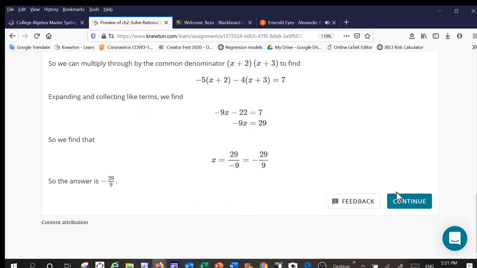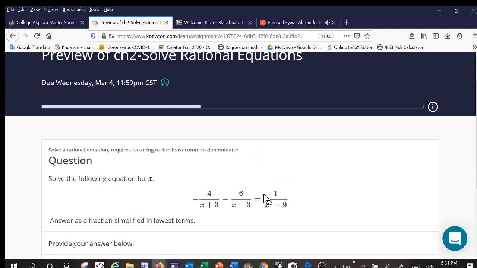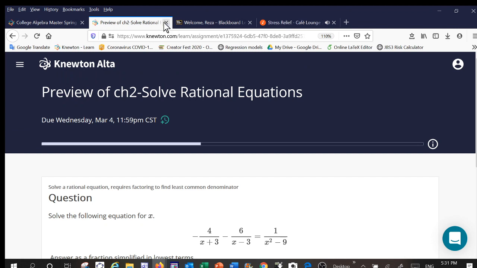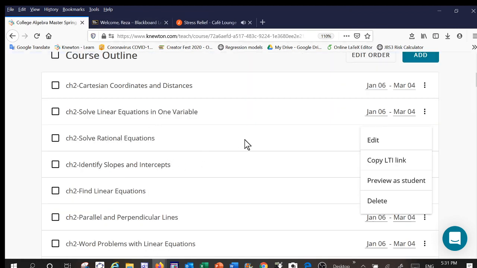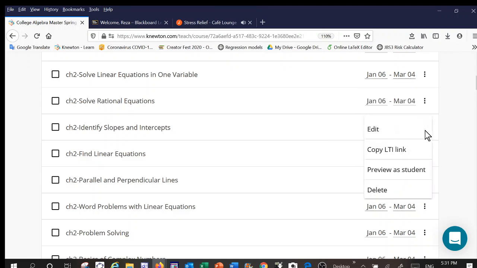All right, so that's how we solve rational equations. There are a few more similar structures. I'll let you do these and move on to identifying the slopes and intercepts. So let's talk about that.